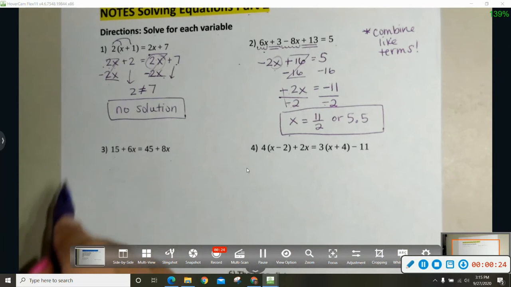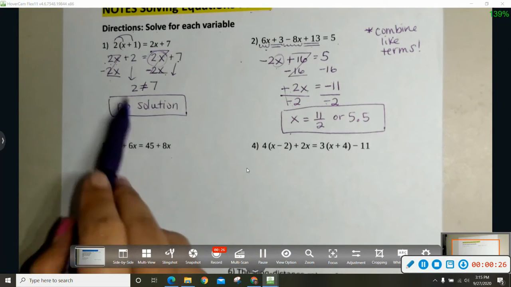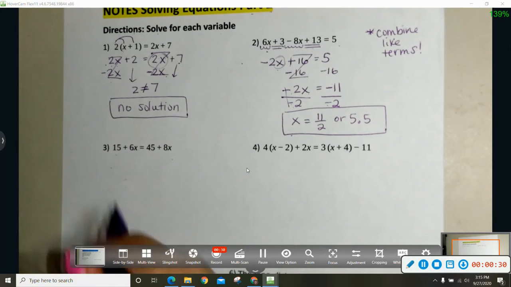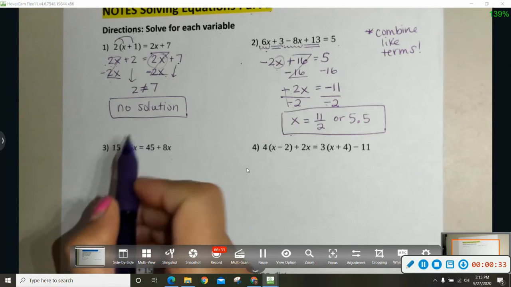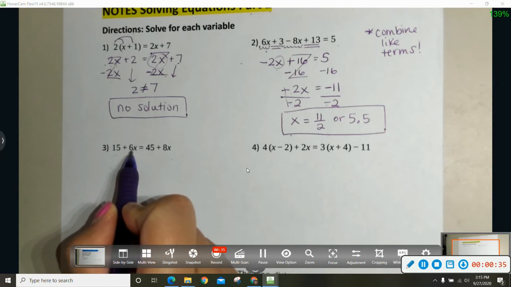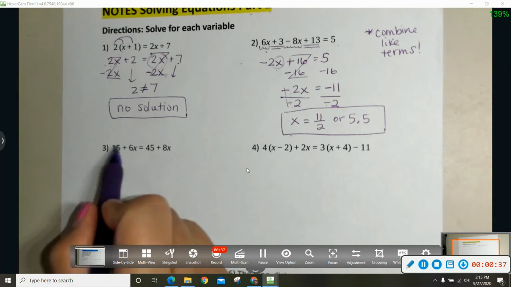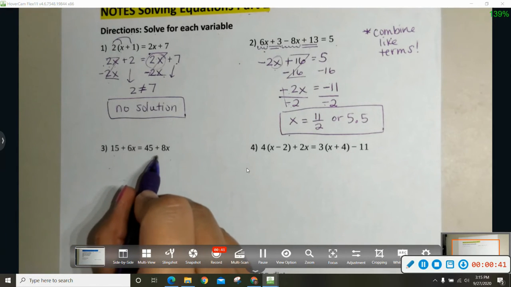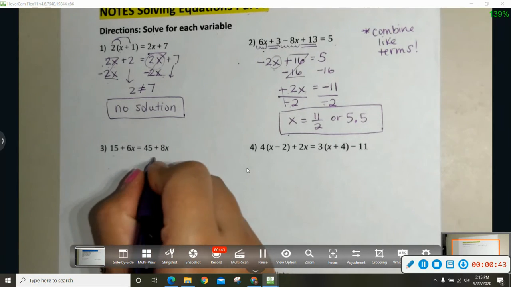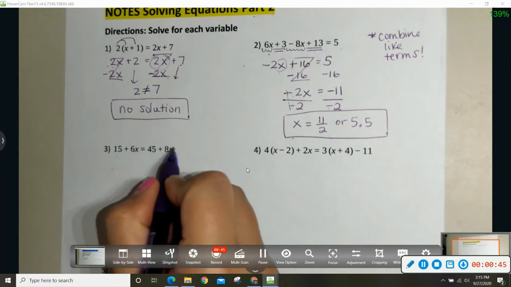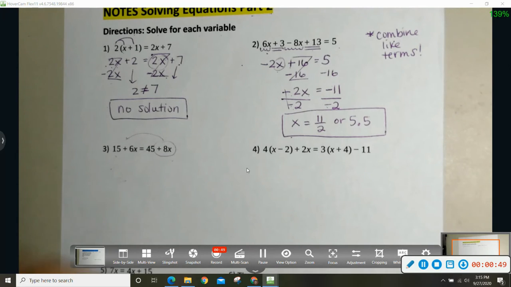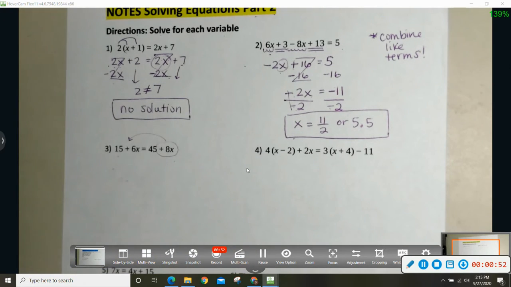We were trying to do that on number 1, but when everything dropped out, we got no solution. So that was a special case. Now, on this one, we want to look at moving x's to the left or right. And guys, there's not a right or wrong answer here. Maybe you're going to say, let's move them to the left. Well, if that's the case, then this plus 8x needs to go to the other side of the equal sign. I need to relocate that guy to the other side.